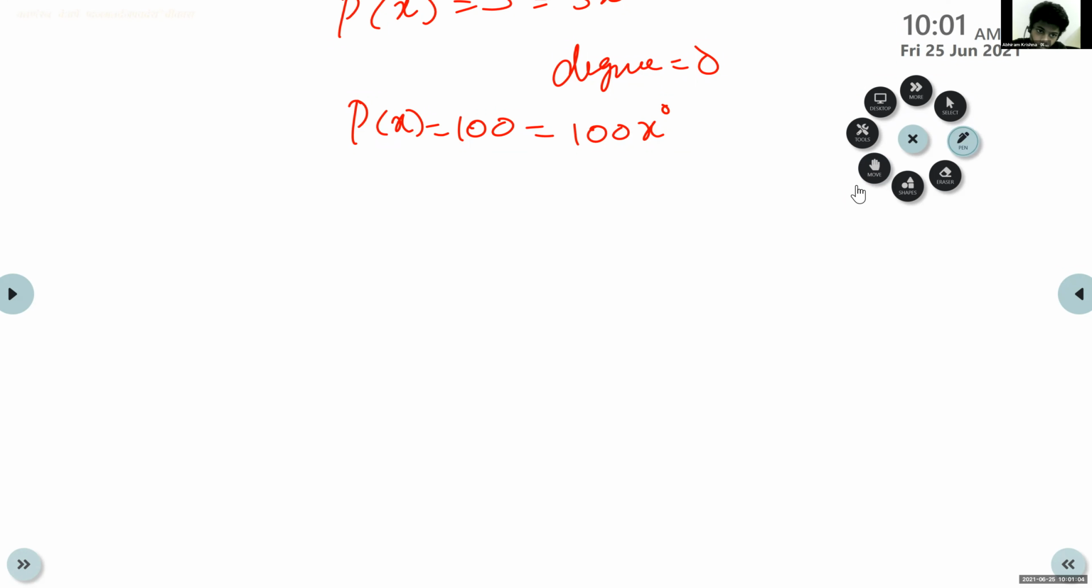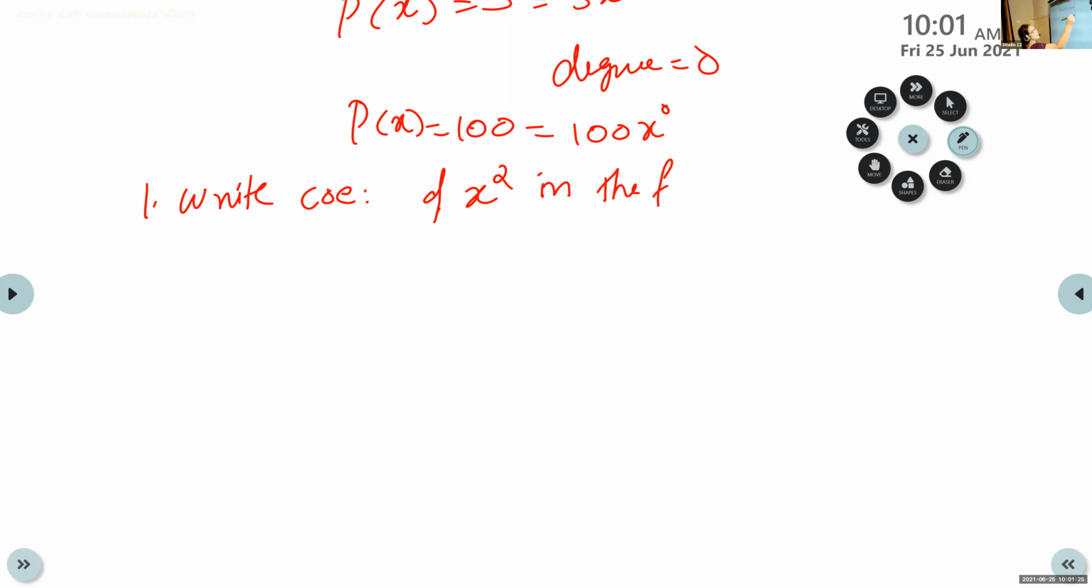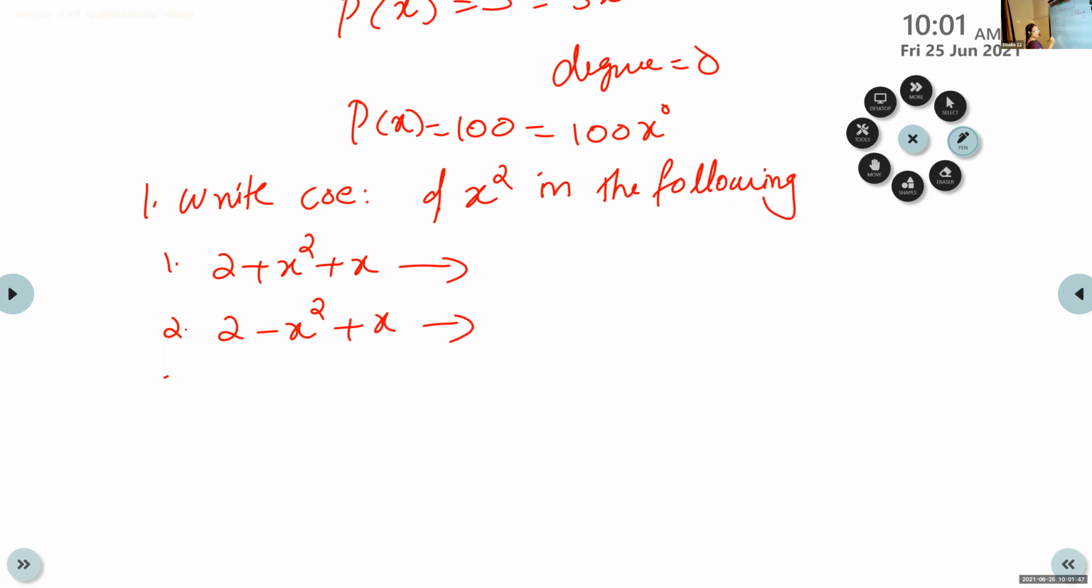Now write the coefficient of x square in the following. First one, 2 plus x square plus x. Second one, 2 minus x square plus x. Write the coefficients of x square, only x square.